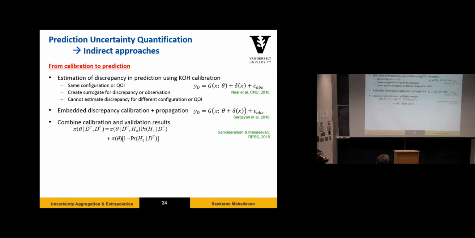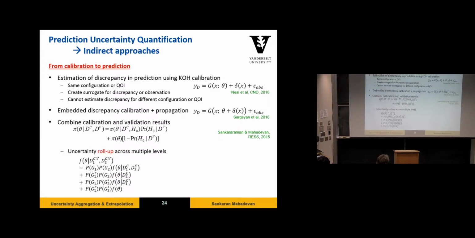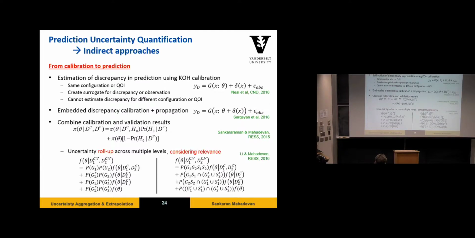What I presented before in terms of combining, taking the data in the embedded discrepancy approach, of course, all of the data is just treated as calibration data. Whereas in this approach, we partition the data into calibration and validation data, and then we do this Bayesian model averaging, which I mentioned earlier. The advantage of this approach is that you can go across multiple levels of data, including relevance, whereas the embedded discrepancy is still not able to address these, at least as far as it's reported so far. So these are all indirect approaches.